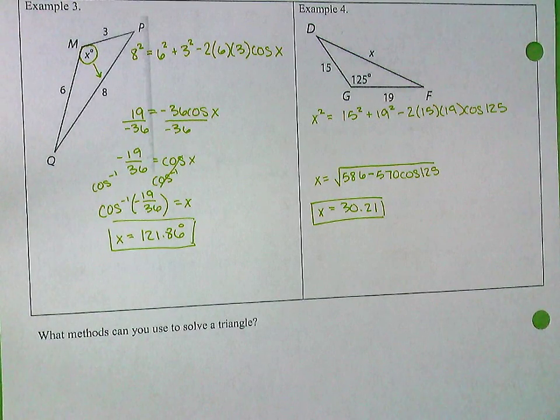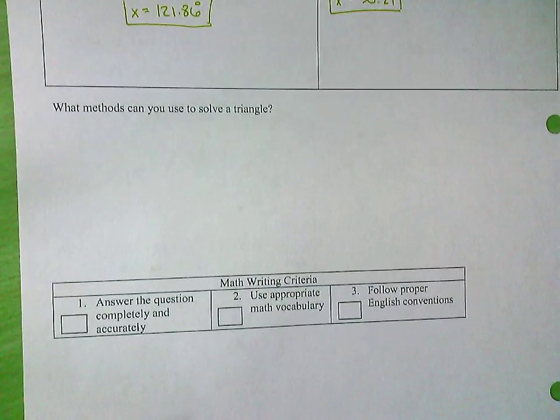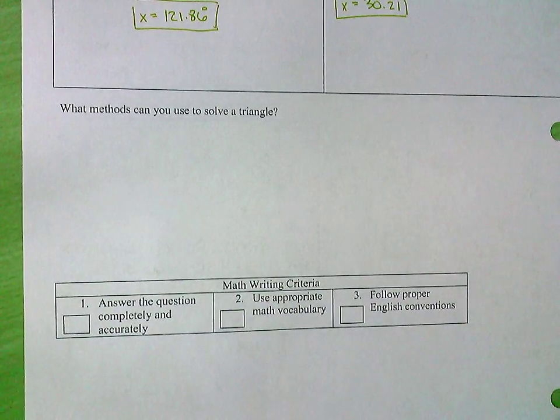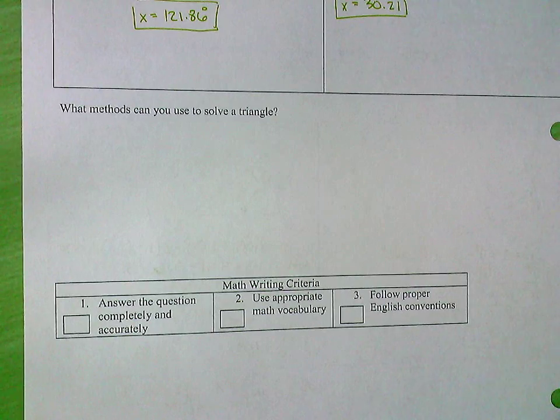All right, so last problem I have on here is a writing problem. Okay, so it's just what methods can you use to solve a triangle? So it's everything that we've done up until this point. So I want you to talk about that in your group. What can you do to solve a triangle? Again, solving a triangle is finding all of the sides and all of the angles. All of the things that we've learned.